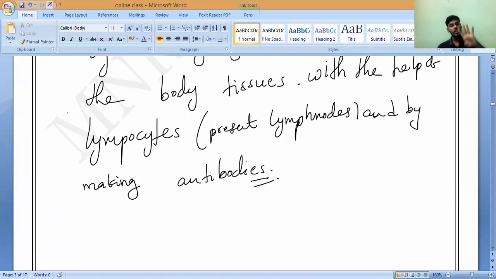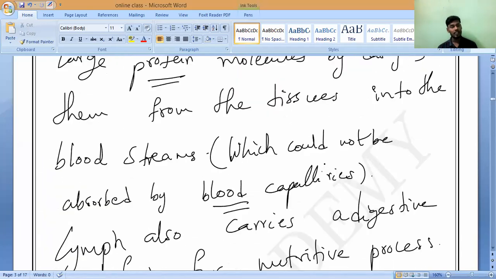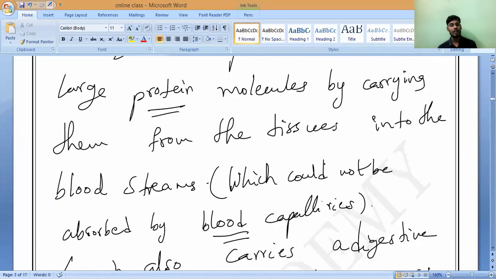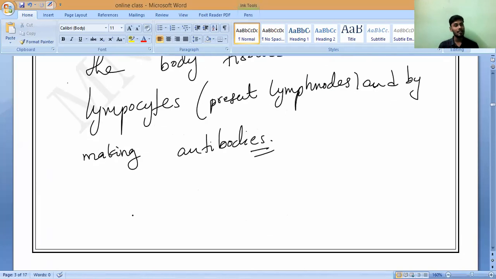So now, totally lymph contains four substances. What are they, Ra? Anybody speak out. Lymph contains dissolved fats, dead cells, germs, proteins, sir. Yes, the first function is absorbing the proteins and digestive fat. The second function is killing the germs by producing antibodies. Now, one more substance is remaining. What is that? Dead cells.